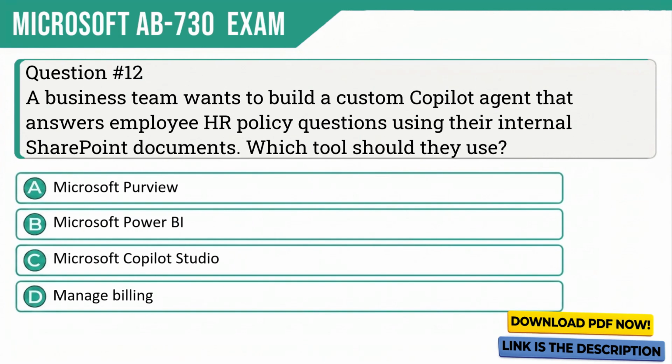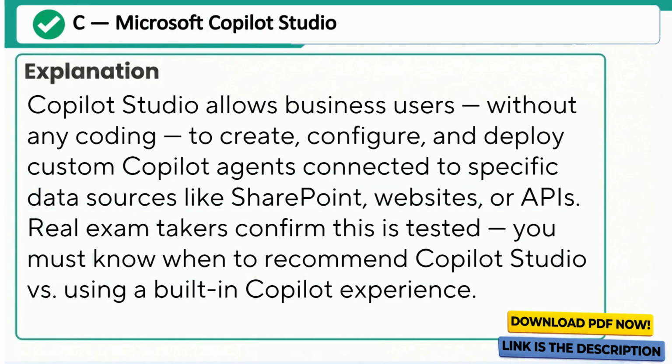Question number 12. A business team wants to build a custom Copilot agent that answers employee HR policy questions using their internal SharePoint documents. Which tool should they use? A. Microsoft Purview. B. Microsoft Power BI. C. Microsoft Copilot Studio. D. Manage Billing. Correct answer. C.